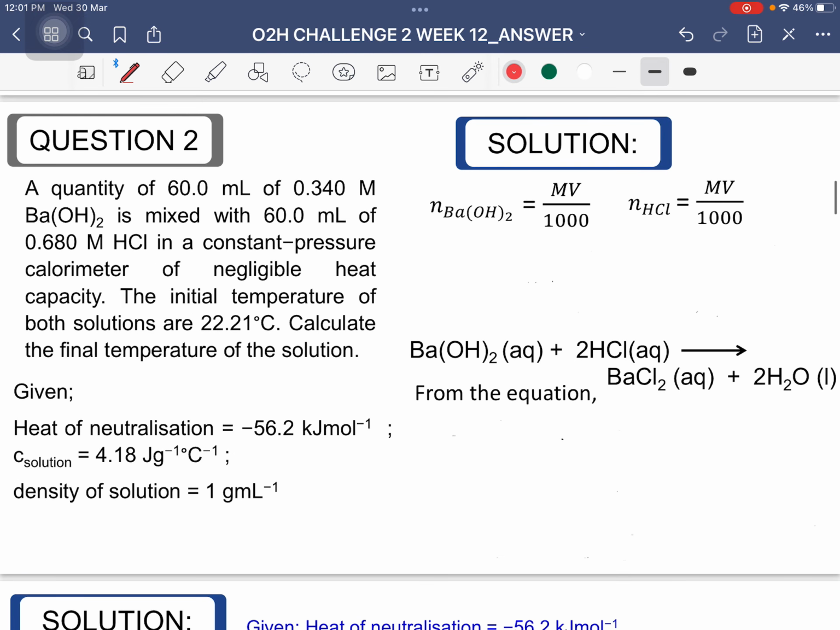Now we go to the second question. A quantity of 6 ml of 0.3 molar barium hydroxide is mixed with 60 ml of HCl. So this is the base, this is the acid. So we know the reaction is acid with base, which is neutralization.